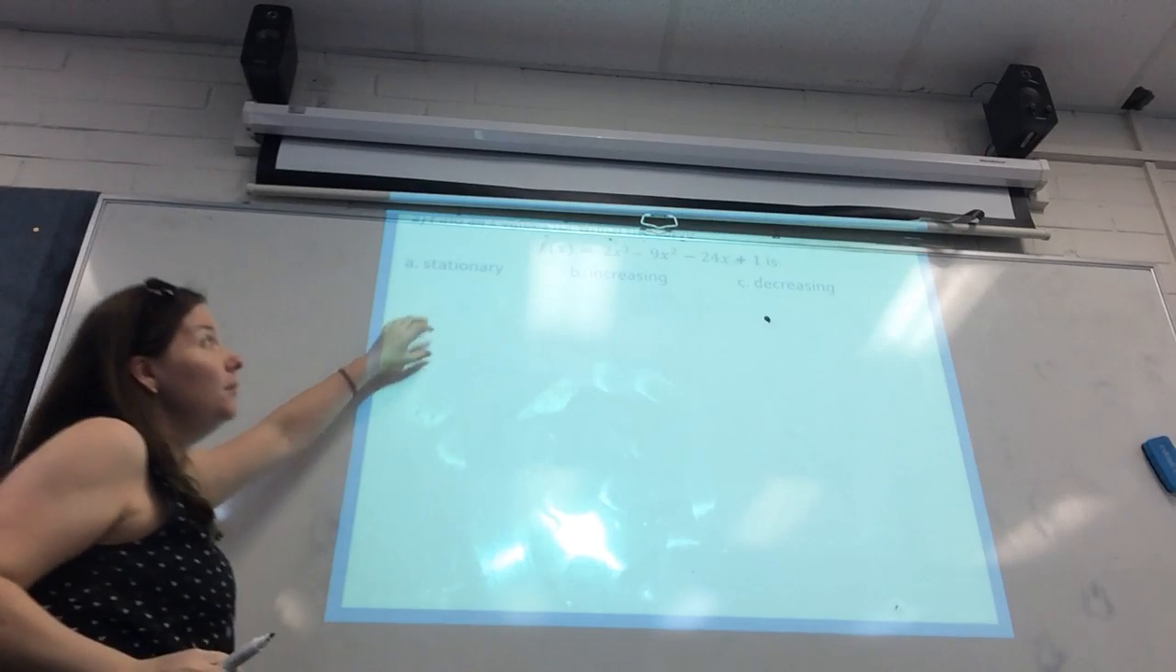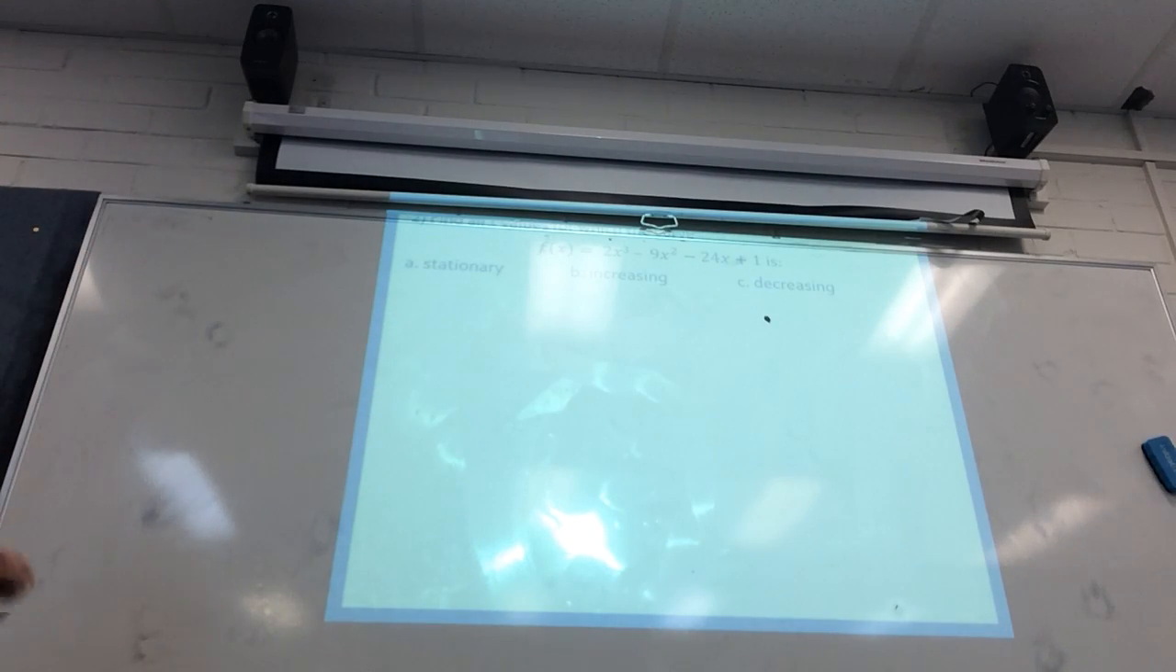Shouldn't be a problem here. So if you are asked to find a stationary point, if you're talking about a curve increasing or decreasing, that's talking about the gradient of the curve. The gradient of the curve is the derivative. So you want to differentiate and solve that to give whatever gradient you're after.